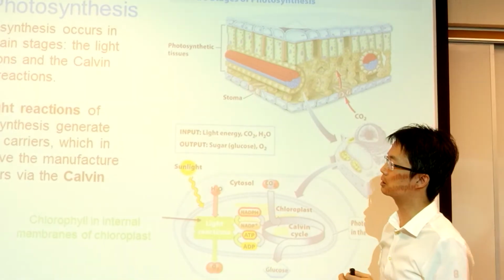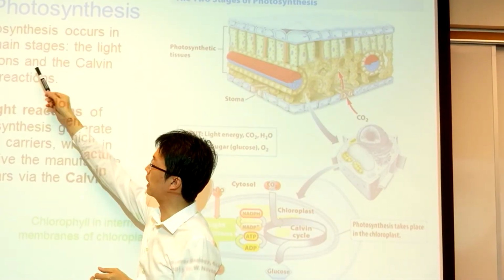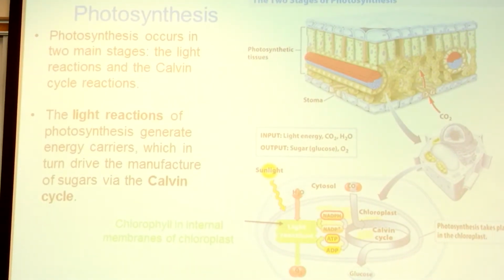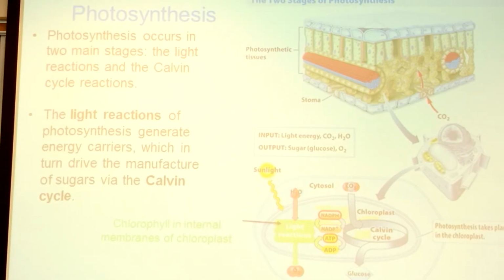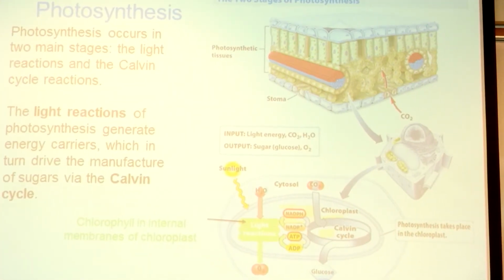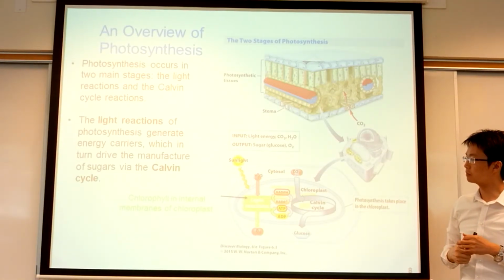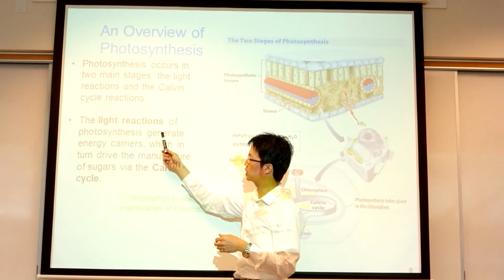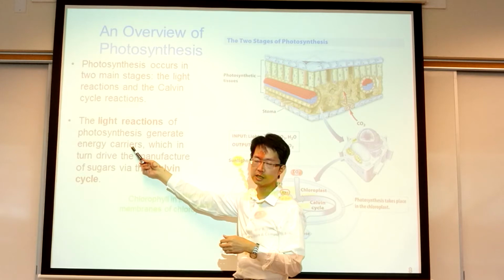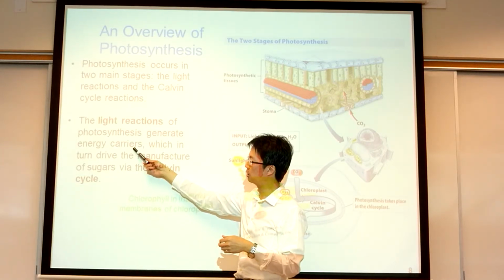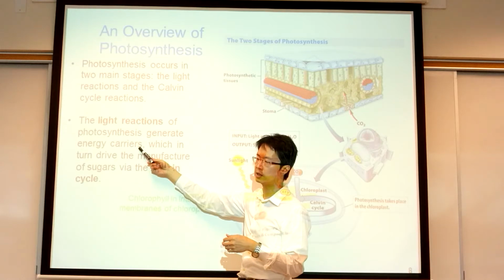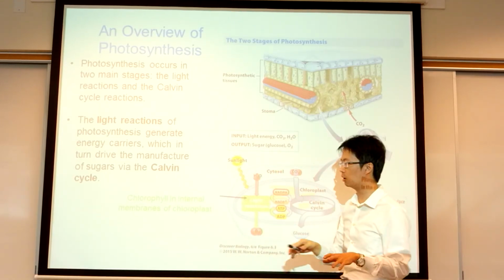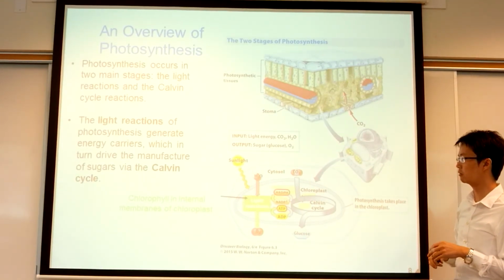Photosynthesis has two stages. The first stage is called light reaction. The second stage is called Calvin cycle. Calvin cycle, aka dark reaction, because Calvin cycle does not require light. So the overall idea is that the light reaction generates the energy carriers such as NADPH and ATP, and then NADPH and ATP will be used in the Calvin cycle to make sugar. So that is the overall theme, overall reaction here.